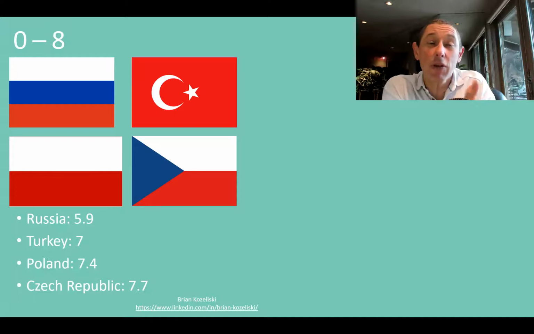So anyway, where are the 0 to 8? If we look right now, these are the countries where the CAPE ratio is below 8. So this is Russia, Turkey, Poland, Czech Republic.